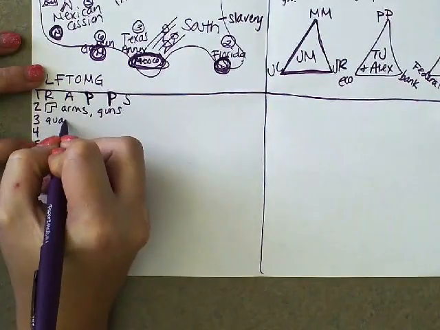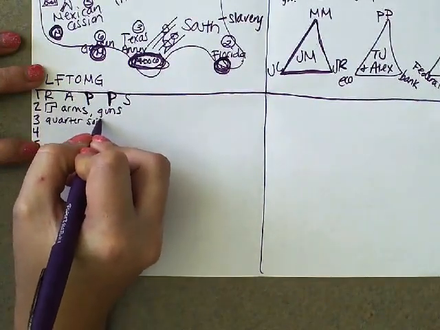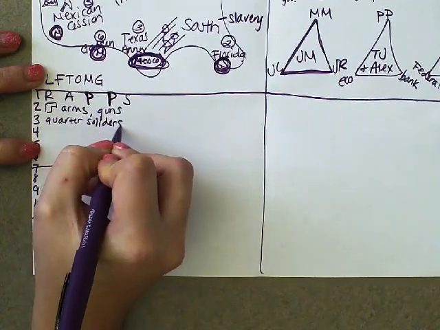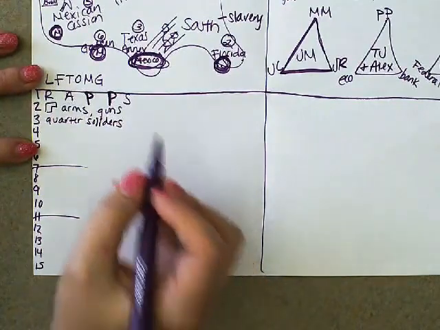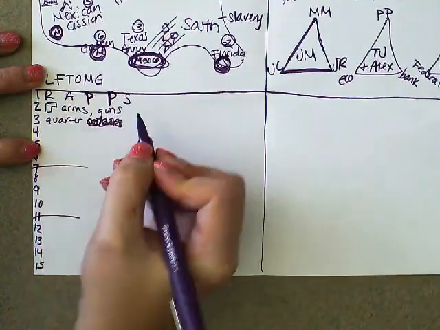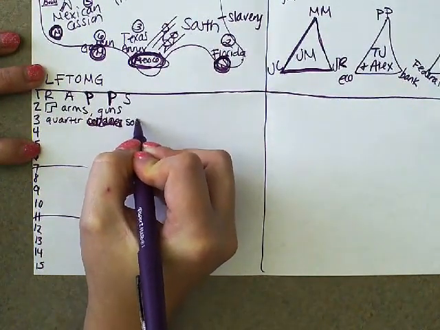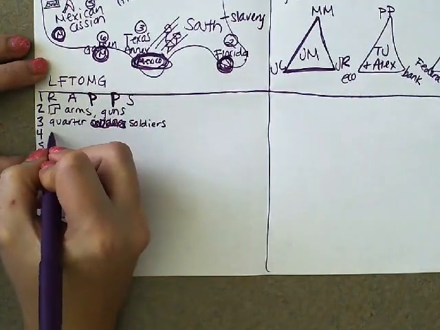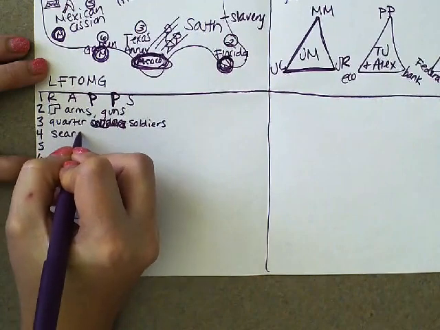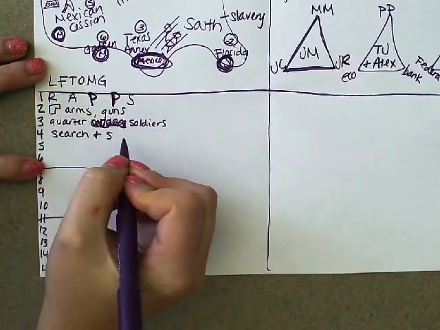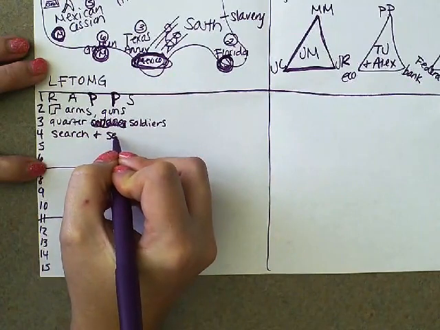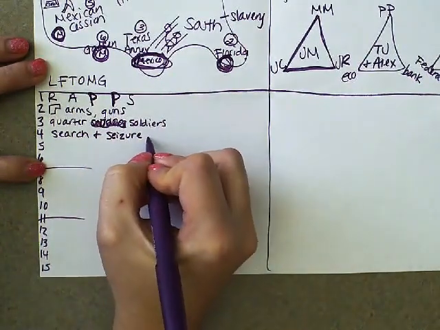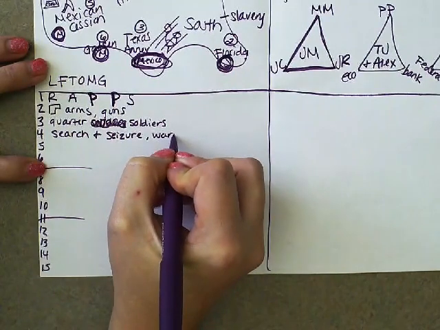3 is quarter soldiers, that we do not have to do that. If I could spell soldiers right, that'd be great. I spelled it wrong again. Sorry about that. So let me write this neater. There you go. Okay, 4, you have to have a warrant to search and seize. Some people just write S and S, but whatever you do to help you remember it, you do you. You need a warrant for that.